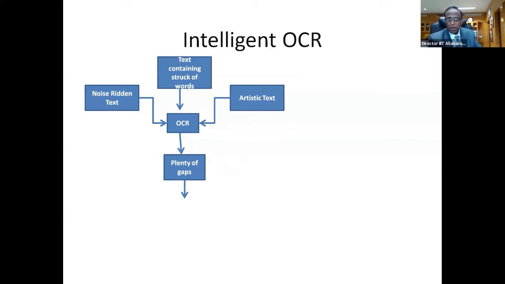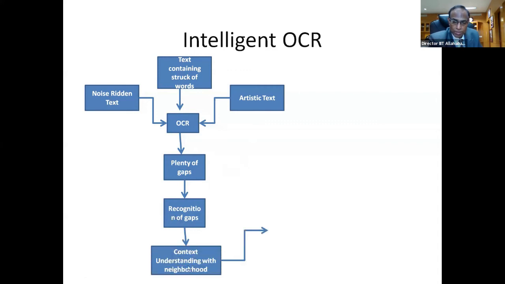That is where a lot of machine intelligence has got to come into the picture. So how will you fill up these gaps? How will you recognize these gaps? You have to recognize these gaps, and then you should understand the context with the neighborhood. OCR should understand the context and the neighborhood. So OCR has got to become intelligent, and gaps will not occur at the expected places. Some unexpected places the gaps will happen, and responding to such unexpected situations is the intent of machine learning. Is it okay?